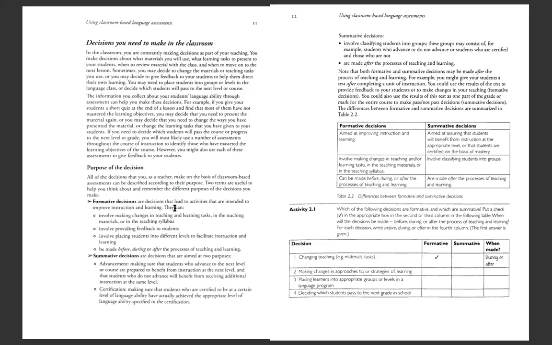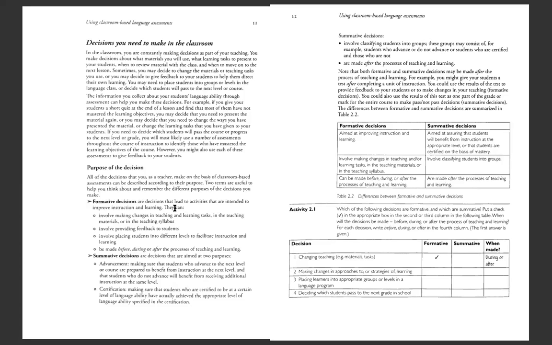One, this involves making changes in teaching and learning tasks, maybe in the teaching material or in the teaching syllabus. So you might want to consider what is wrong. Maybe the syllabus, maybe the tasks, maybe the materials. Second, these formative decisions involve providing feedback to students. So once you have tested, or you have assessed a particular topic, with the information you collect, you prepare feedback, you provide them with feedback.